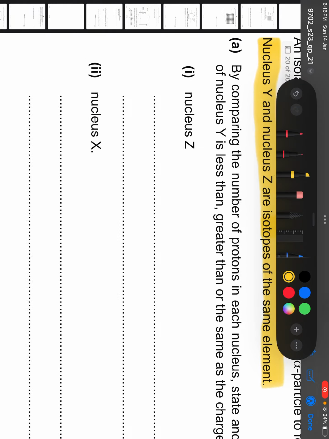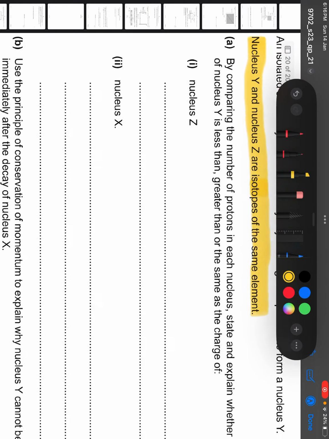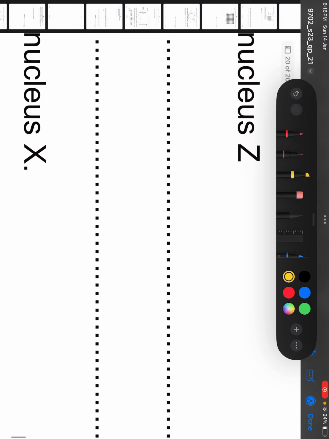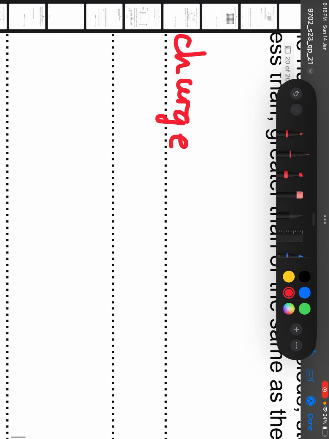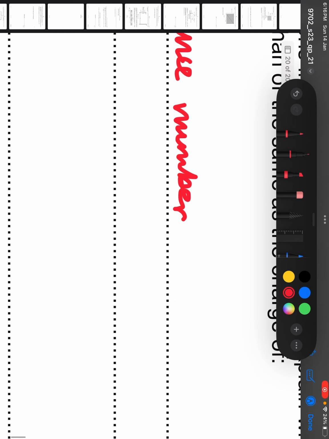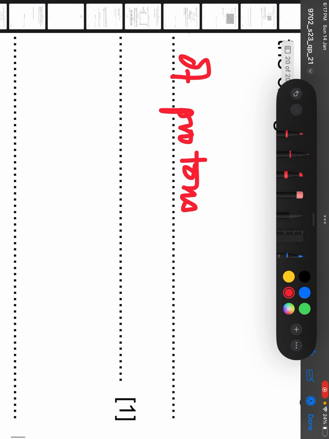So we are asked to state and explain. We'll say, same charge since number of protons is equal.